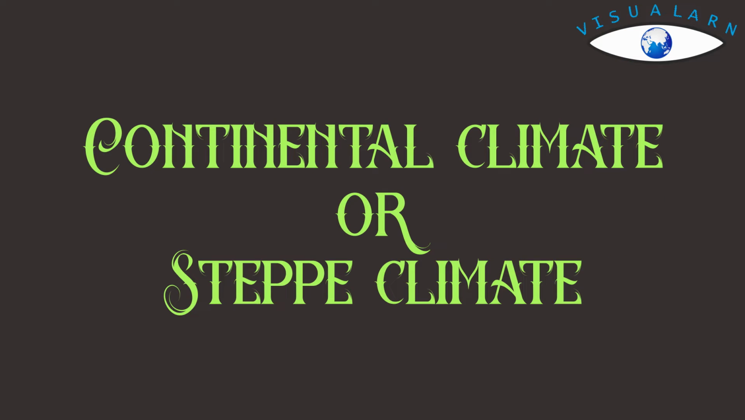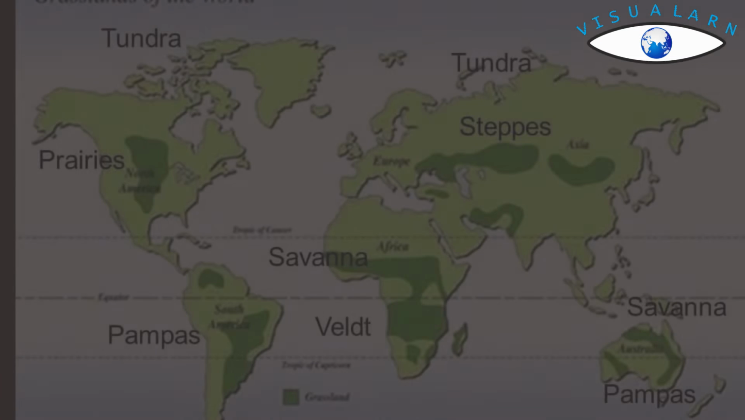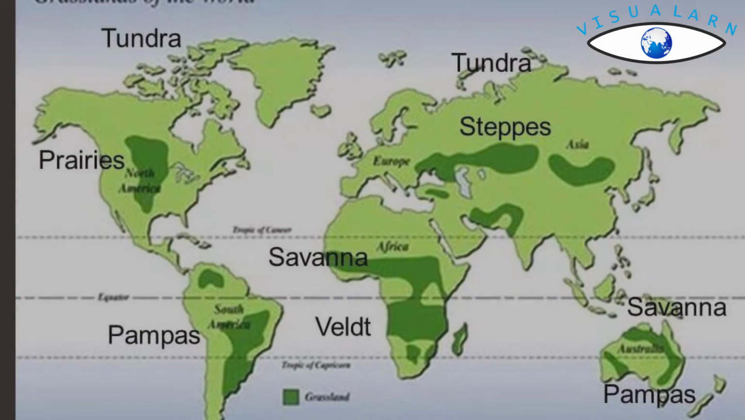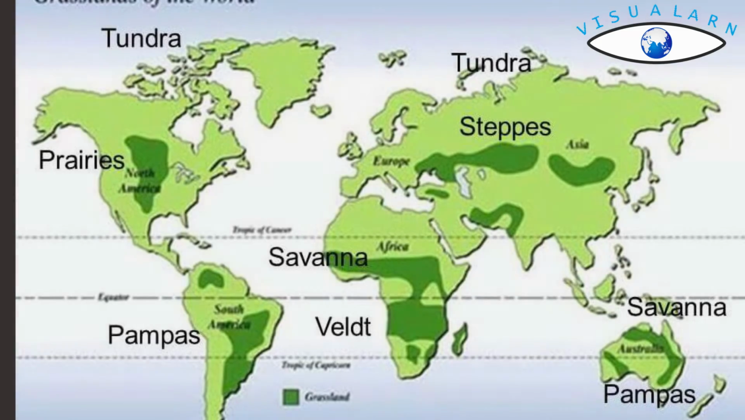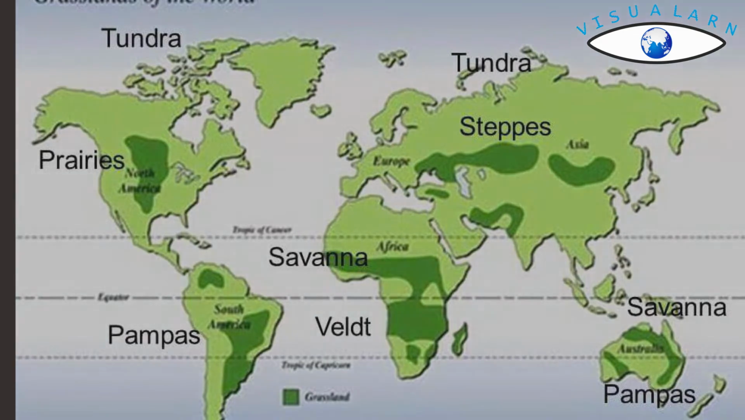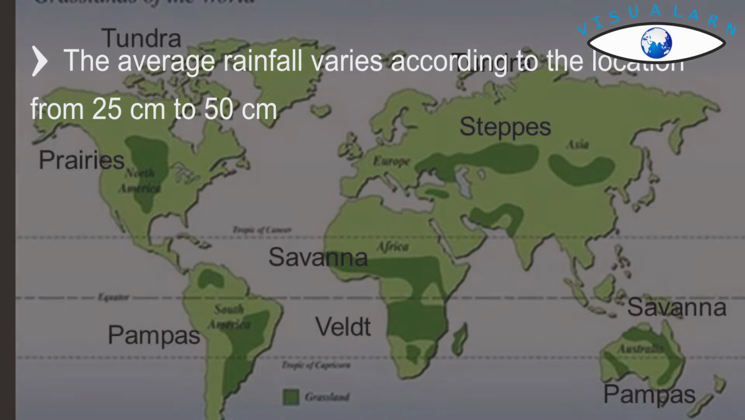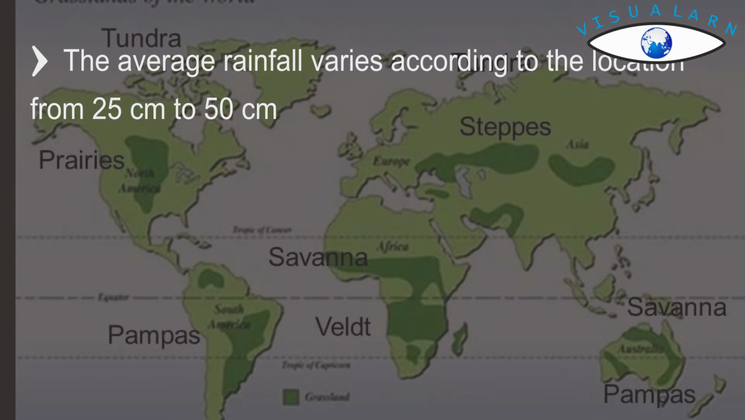Continental climate or steppe climate. This type of climate is commonly located in mid-latitude. Though there is considerable variation in temperature across the latitude in this climatic region, the common factor is the scarcity of rainfall. The average rainfall varies according to the location from 25 cm to 50 cm.